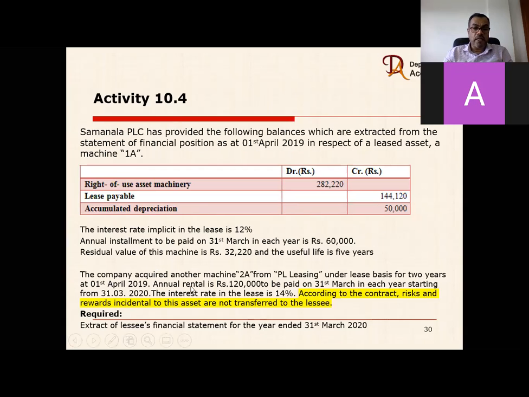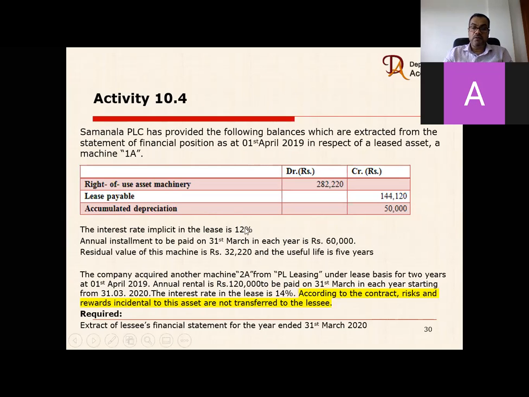With this scenario, the company acquired another machine, that is 2A, from another leasing company, maybe the same leasing company, for 2 years. The lease term is 2 years. Annual rental is this much, to be paid on 31st March each year starting from 2020. Then on 31st March 2020, there will be 2 lease rentals. Interest rate implicit in the lease is 14%. The previous one is 12, this one is 14. You can see the difference.